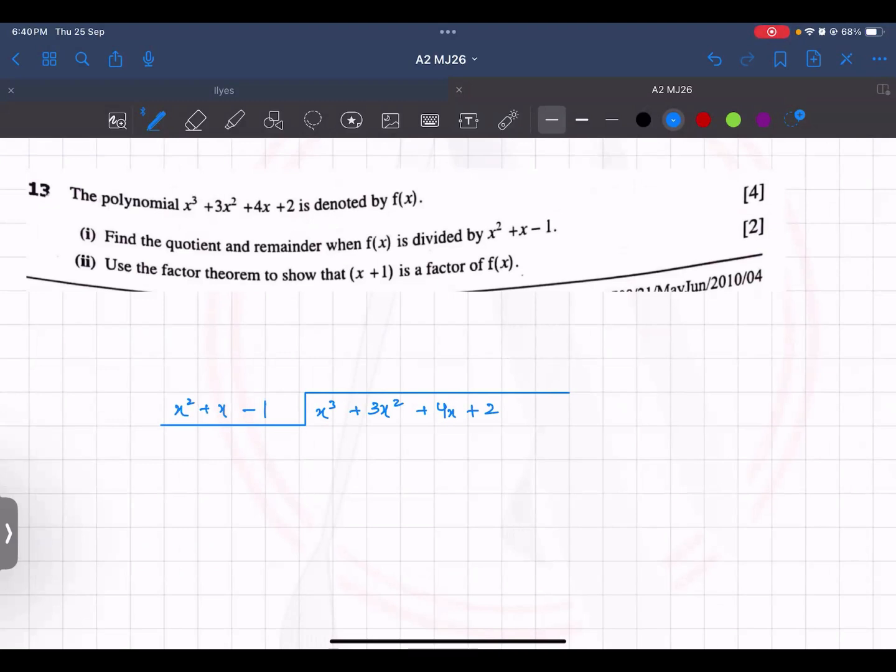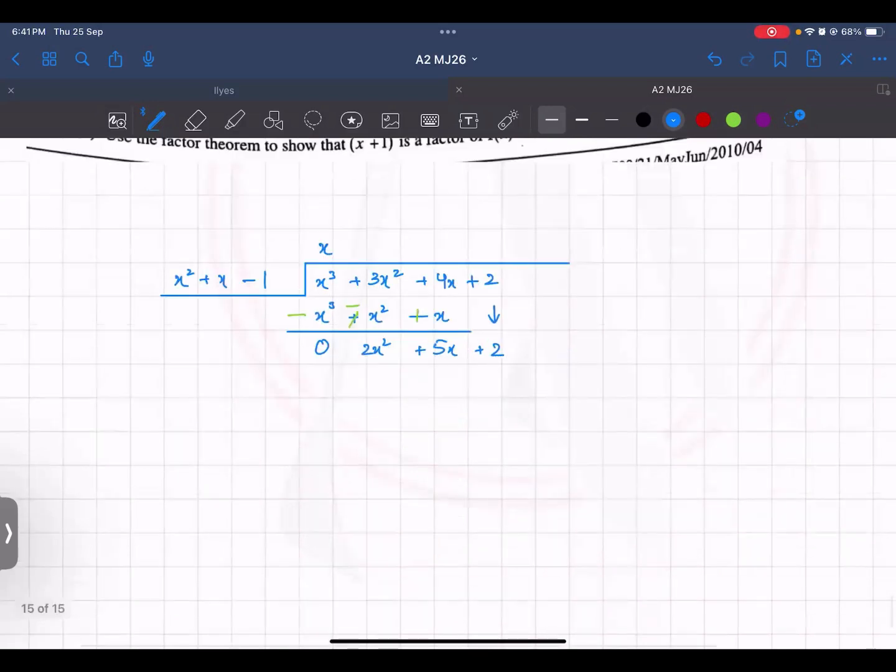So you will multiply the x square with only x. Then this becomes x cube, and below it comes x square, so that will be 2x, and below it comes 1x. Then change the sign, and then you add them, so 0, 2x square, and plus 5x, then carry forward the plus 2. Now you will multiply it with 2.